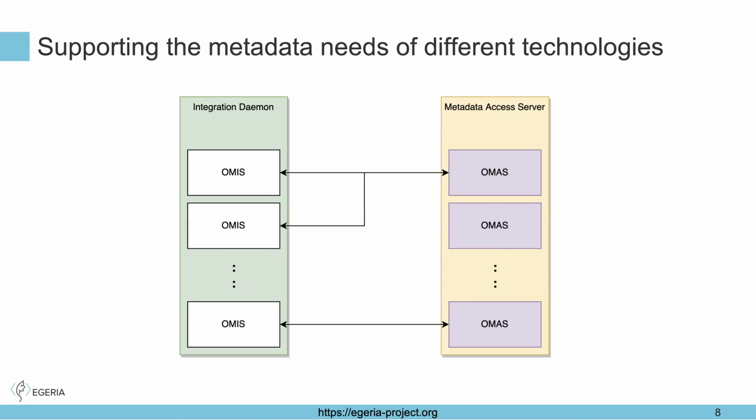So this picture sort of shows the types of things, and the reason for knowing that is when you're setting up your integration daemon and you know that, oh, I'm going to use the files integration service and the database integration service and the security integration service, the partner OMAS tells you which OMAS services you need to activate in the metadata access service.